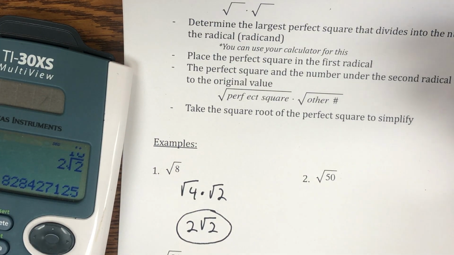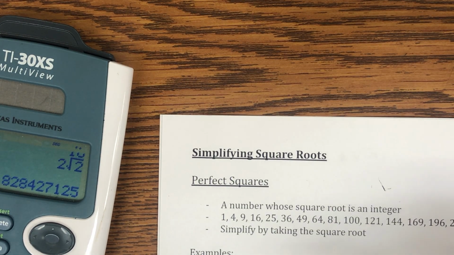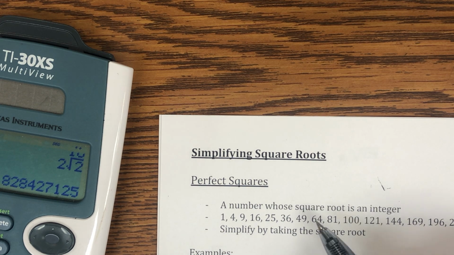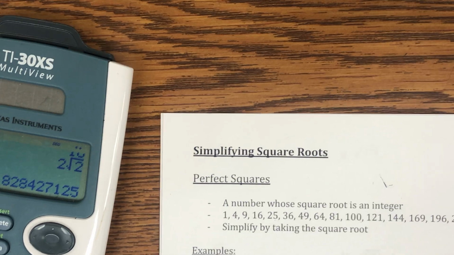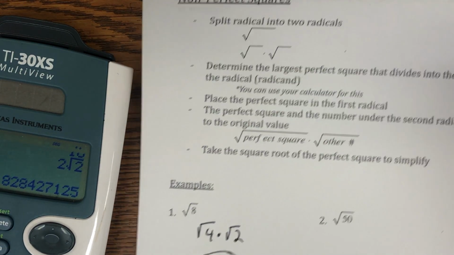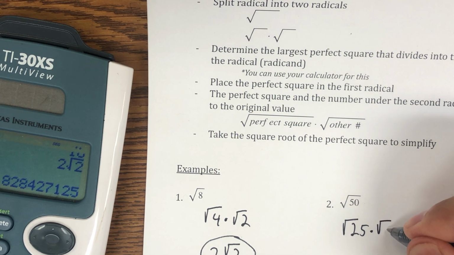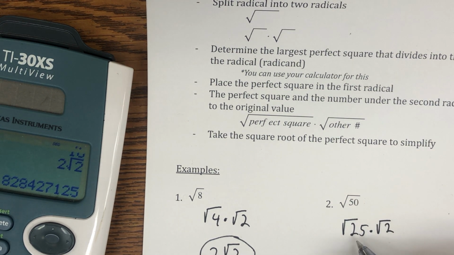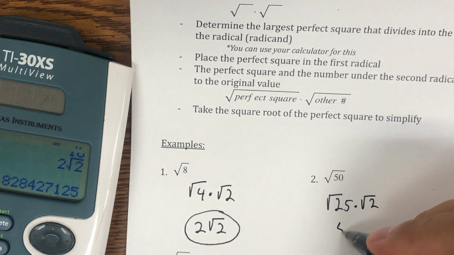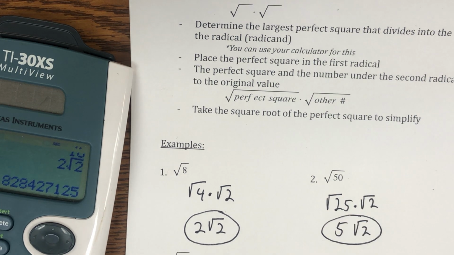Now for 50. Which perfect square goes into 50? Let's look at our perfect squares: 1, 4, 9, 16. Oh, 25. 25 times 2 is 50. So I'm going to rewrite it as the square root of 25 times the square root of 2. The square root of 25 is 5, and I leave the square root of 2. We have simplified our problem.